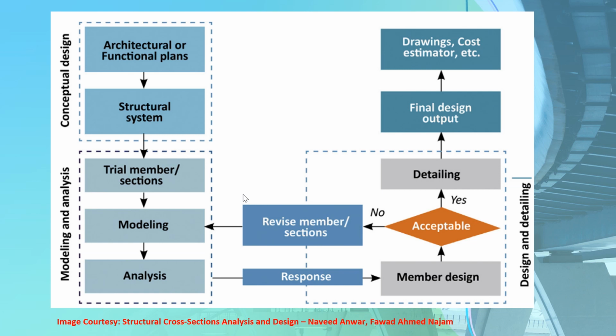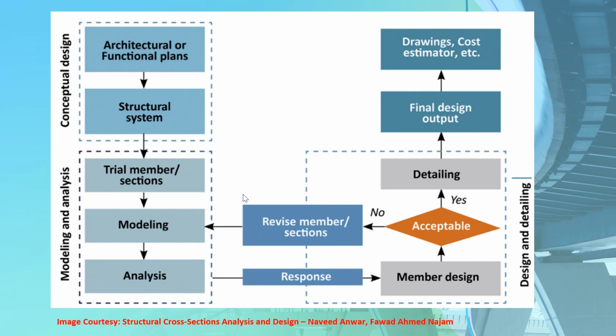So the primary consideration is that the probability of collapse of the structure should be acceptably low. That means our structure should be safe, and that safety should be guaranteed not only under the normal expected loads, but also under the less frequent loads like earthquake or wind, or some accidental loads like blast loads and others. So our structure should be safe.